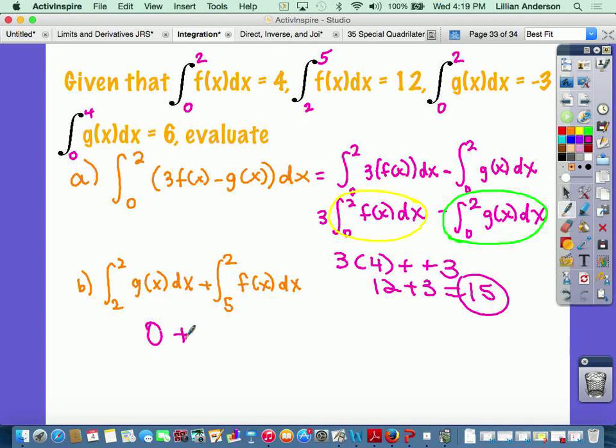Okay? And this last part almost looks like the integral from 2 to 5 of f of x equals 12. The only difference is that the 2 and the 5 are switched. The third property told us that I can actually make this a negative and flip the integral. So this becomes a negative 12 because I can replace this entire part right here with a 12. So my answer for B is negative 12.